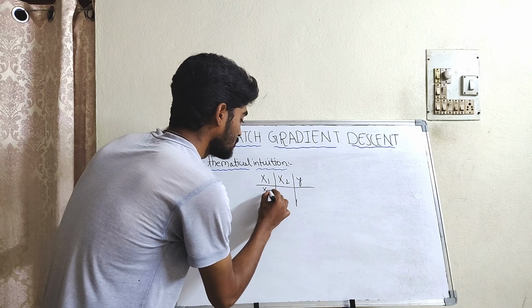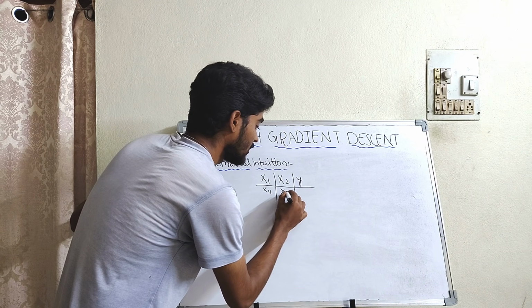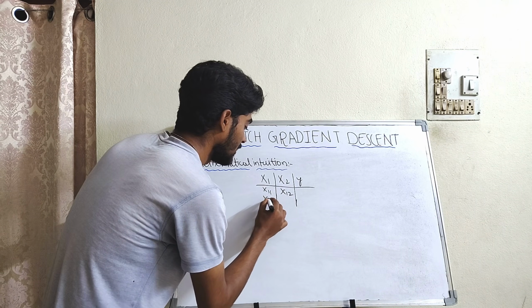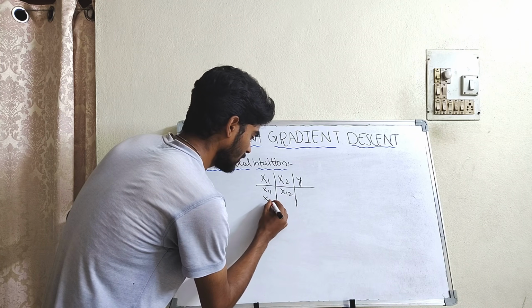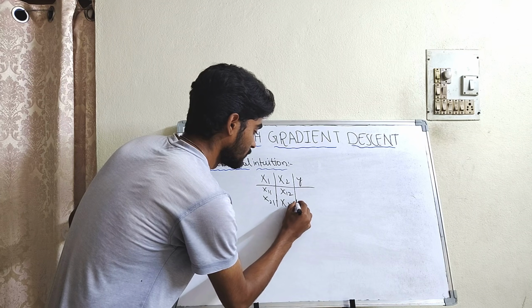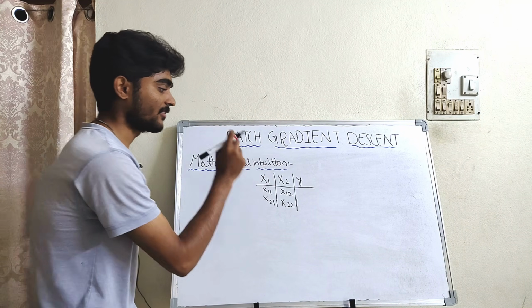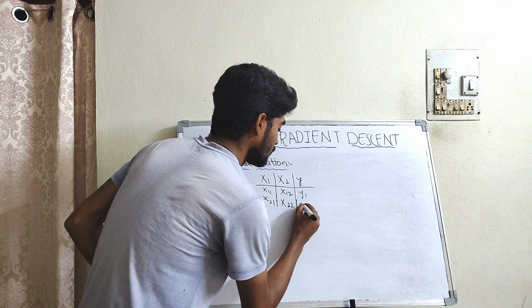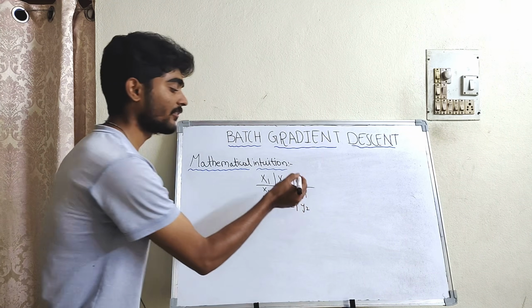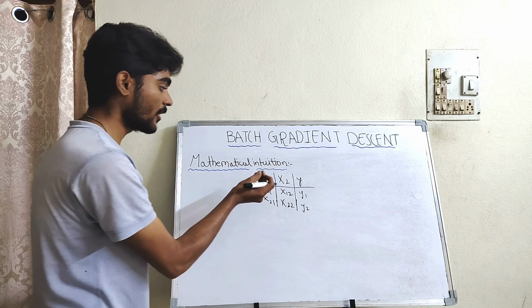That is, my first row first column data would be x11 and first row second column data would be x12, and correspondingly x21 and x22. These are my data points for this data set, and let us say the corresponding outputs are y1 and y2. This is my two-dimensional data.